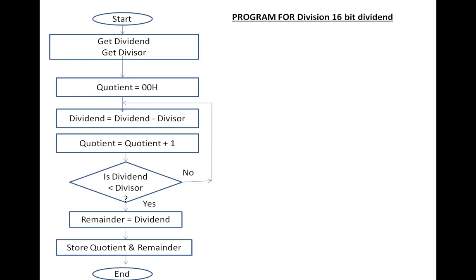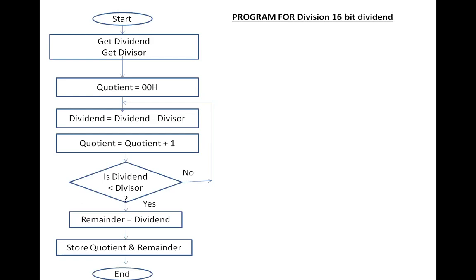And one more thing is also very important: whenever you are going to divide two numbers, dividend by the divisor, it may be possible that you will be getting two results. One is called quotient and another is called remainder. So both of these values have to be stored in the form of a result.